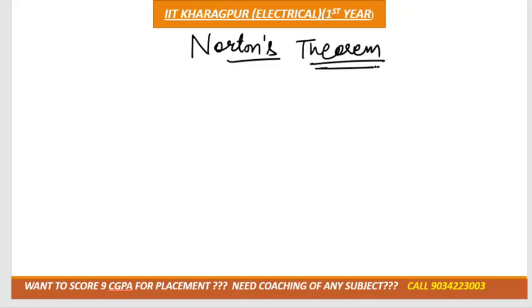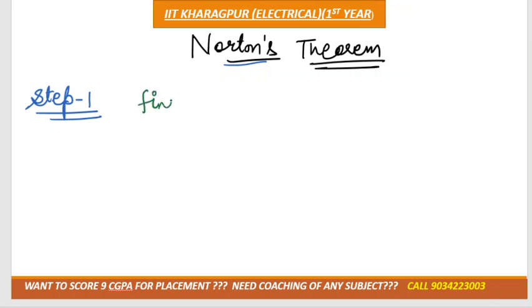So basically, Norton's theorem is similar to Thevenin's theorem. If you know the steps of Thevenin's theorem, then you'll be able to understand Norton's theorem. We'll do it by comparison. Step number 1. Tell me what was the step number 1 we did in Thevenin's theorem?